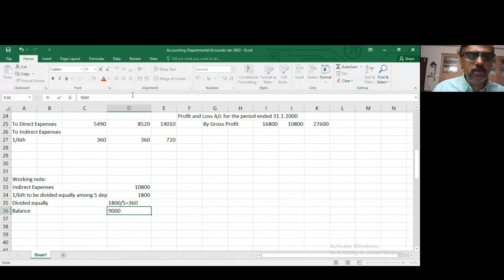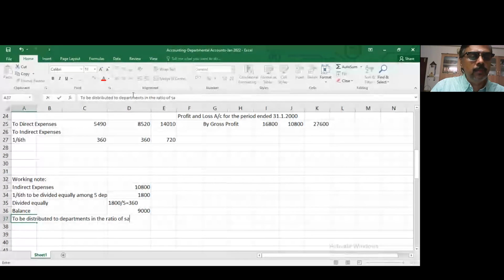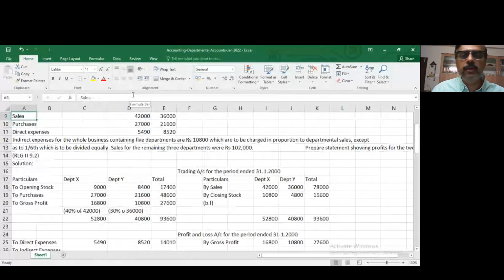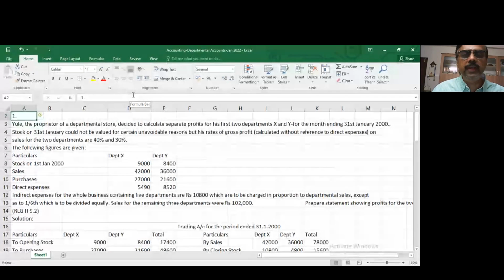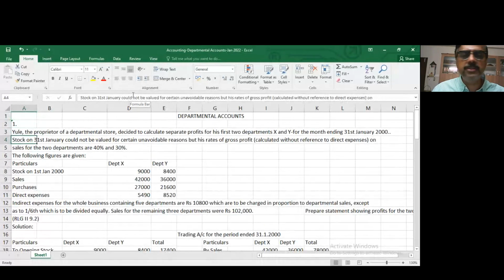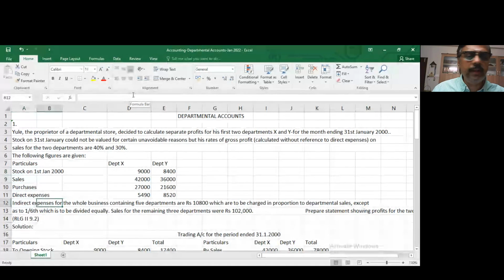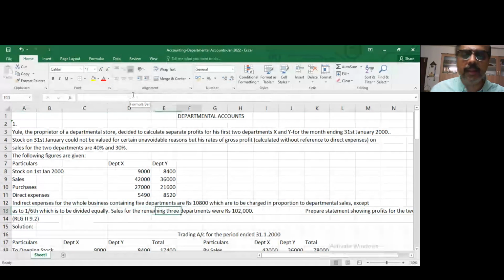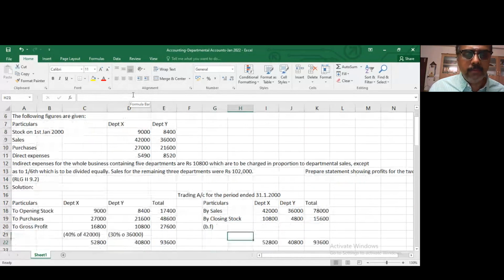And this 9,000 is to be distributed to departments in the ratio of sales. So carefully observe the ratio of sales for other departments given in the question. The indirect expenses for the whole was 10,800, which has to be charged in proportion of departmental sales, except as to 1/6 to be divided equally. Sales for the remaining 3 departments were 1,02,000. Carefully observe.